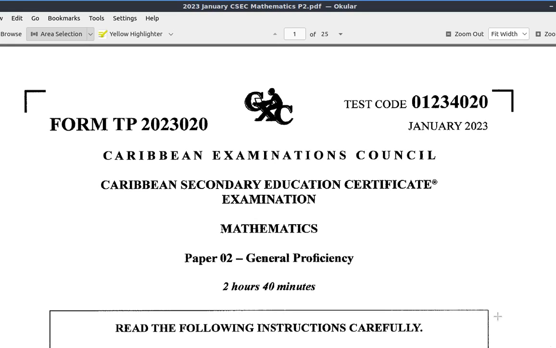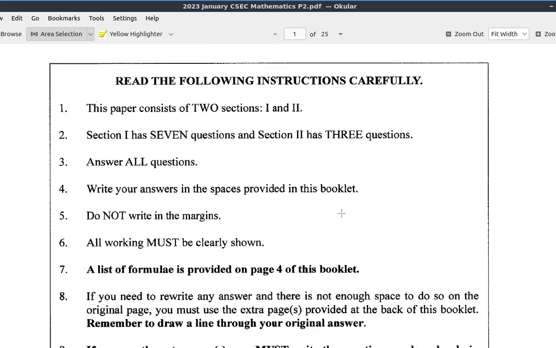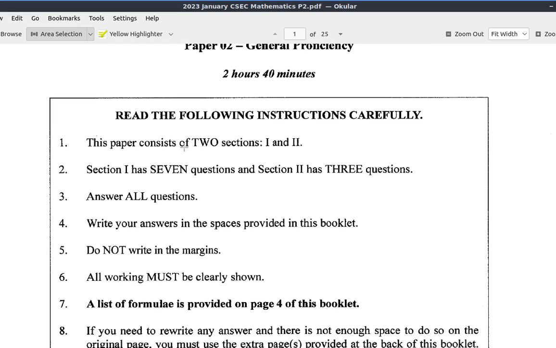The January 2023 CSEC Mathematics past paper. Now, this is paper 2. As usual, you have 2 hours and 40 minutes. You have the instructions here.